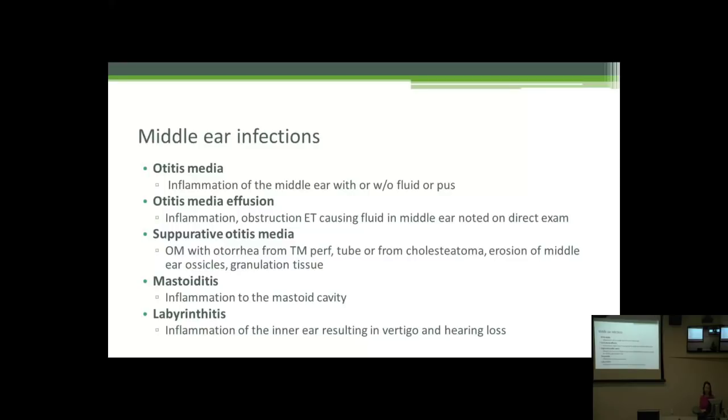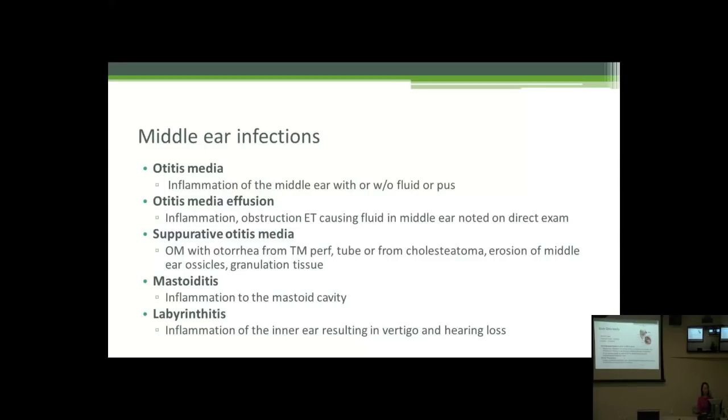Suppurative otitis media means that the patient has drainage, active drainage, whether it's through a tube or perforation, or if they have chronic drainage as a result of a cholesteatoma and granulation that's formed in the ear, and that's draining out. Mastoiditis is an inflammation of the bony space around and behind the ear, and that can be commonly seen in somebody who has frequent ear infections as well. Labyrinthitis is an inflammation of the inner ear structure, causing hearing loss and vertigo associated with the inflammation to the ear.